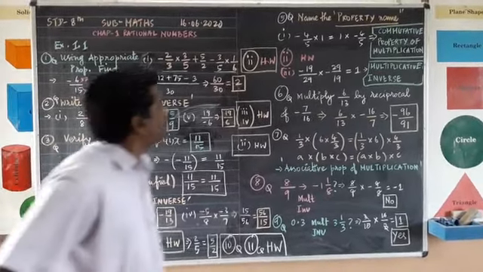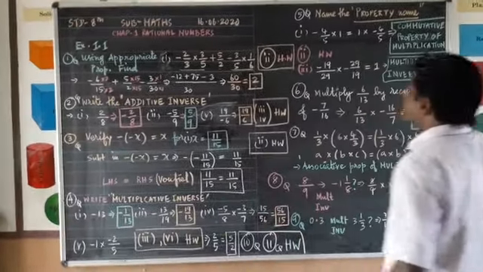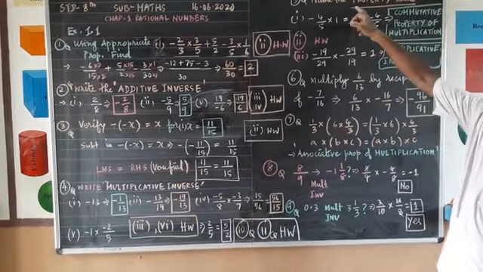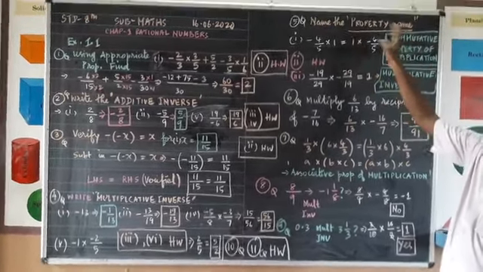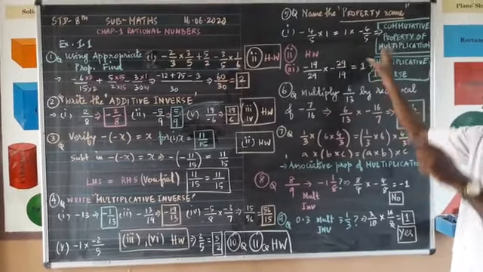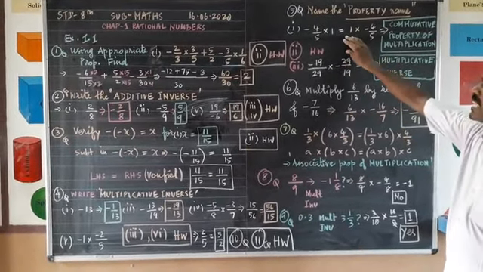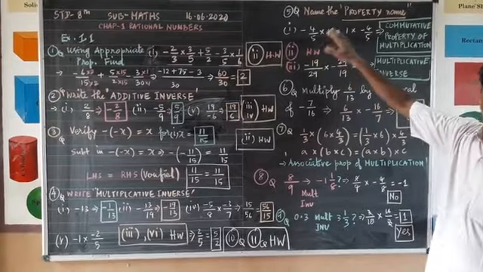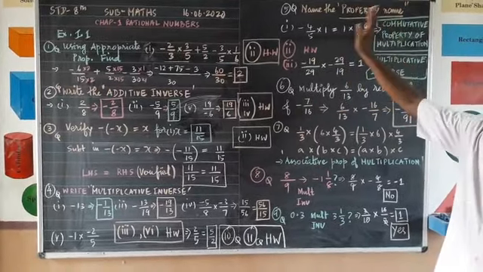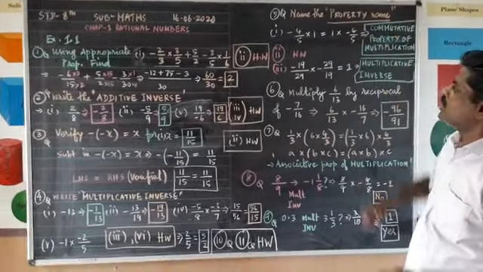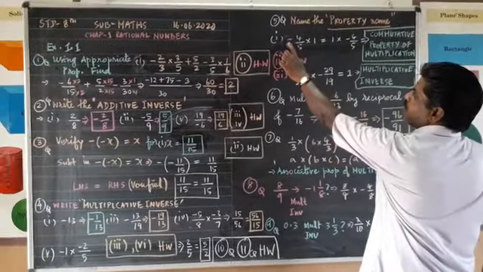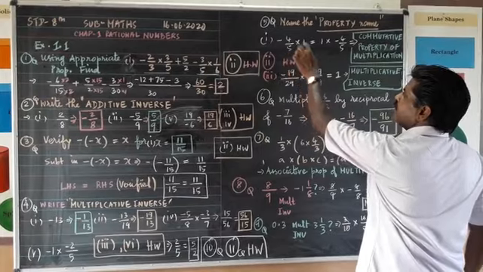Then fifth question. Very simple question. Fifth question: name the property. They are given some fractions, multiplication, minus signs, everything they are given. But what they are asking is, seeing the number, what is the name of the property? Which property does it belong to? So name the property. See, first problem they are given as minus 4 upon 5 into 1.